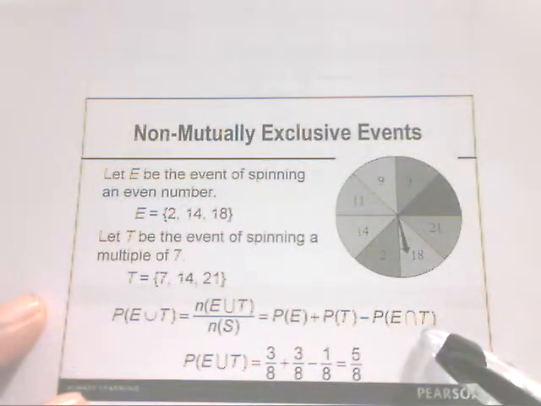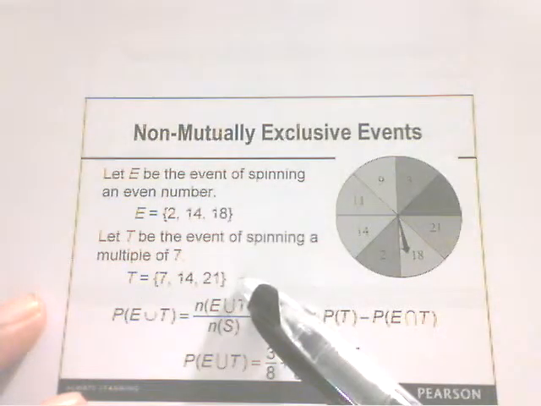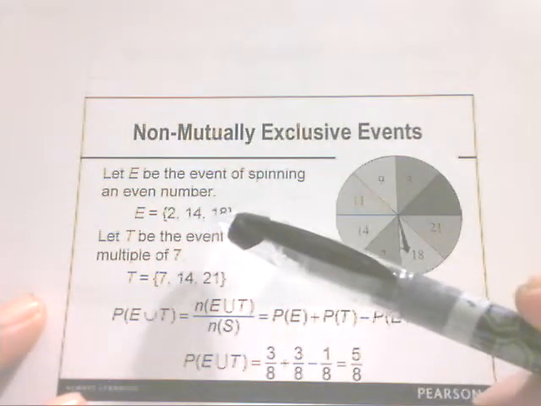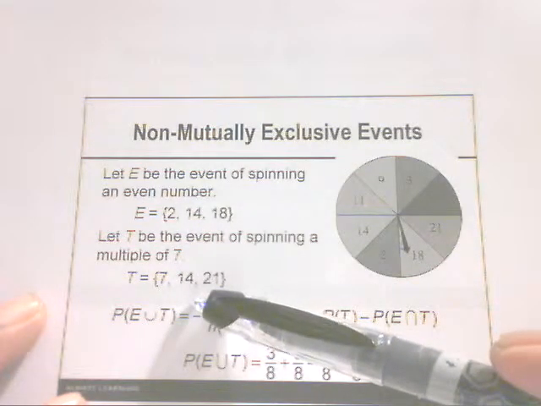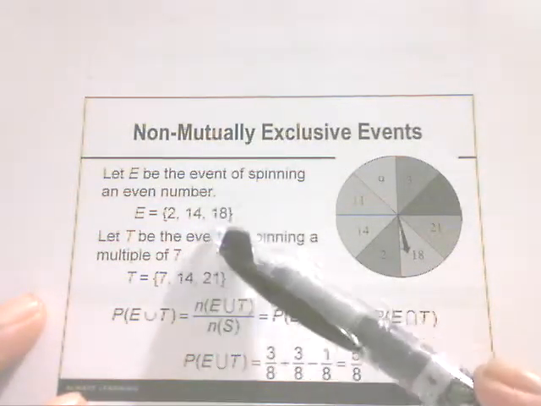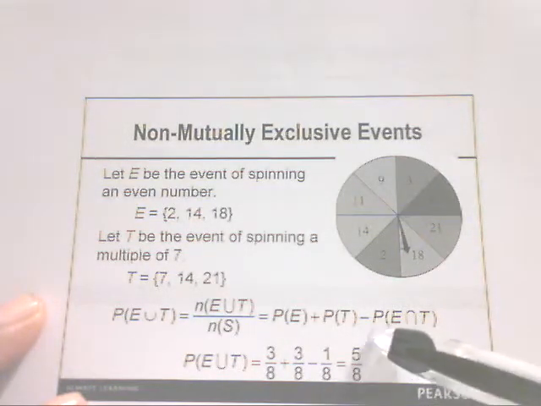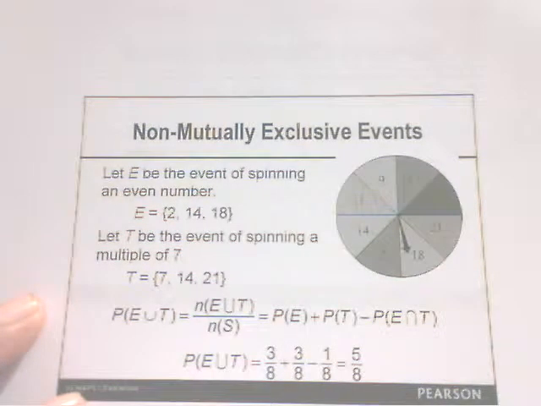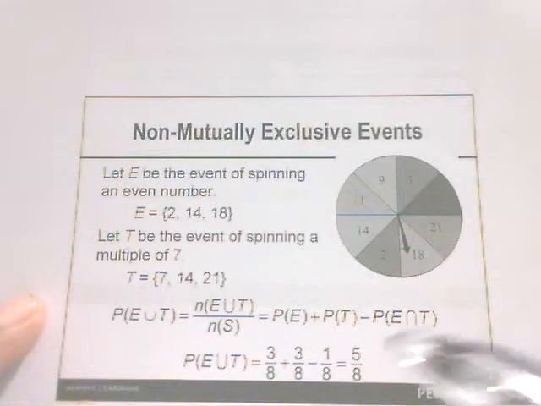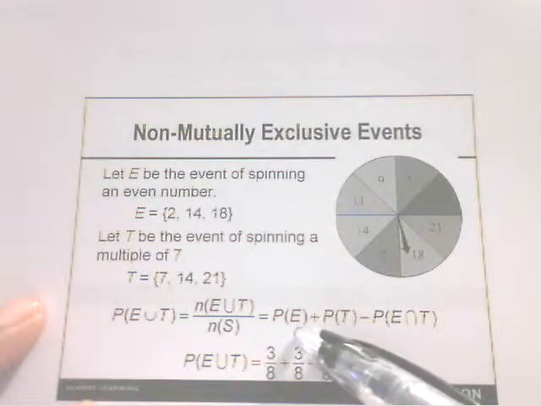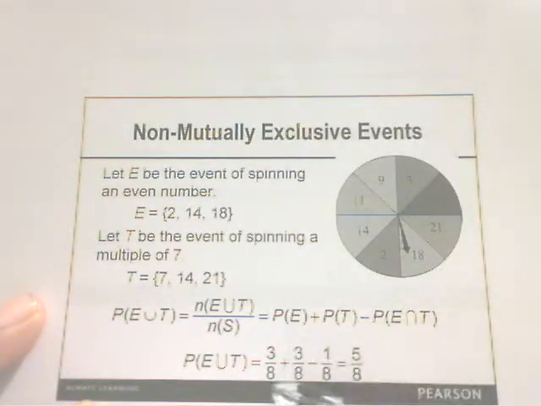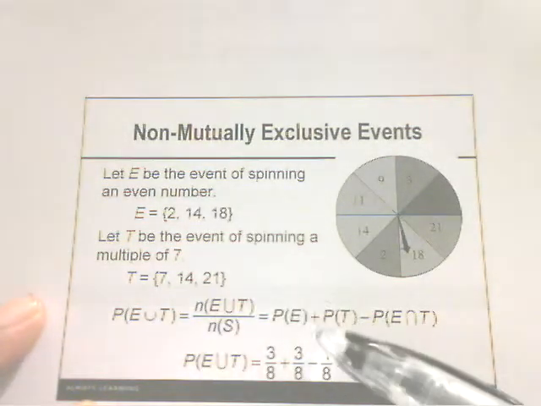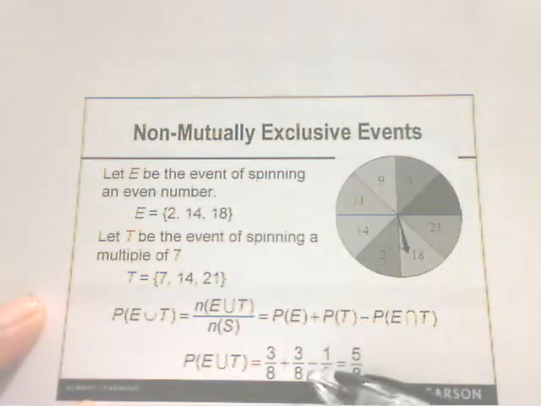Because we got 3/8 here and 3/8 here, but we're counting the number 14 twice. To avoid that double counting, we have to subtract off the intersection of those two. So that's why you see minus the probability of the intersection of E and T. So in this case, the probability of event E is going to be 3 out of 8 numbers. So that's 3 over 8. The probability of event T would be 3 over 8 as well.